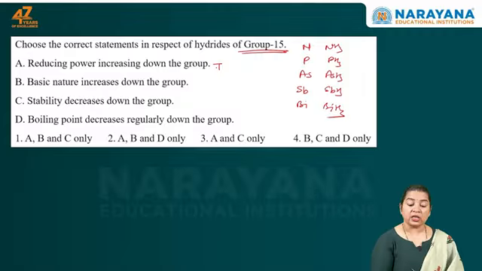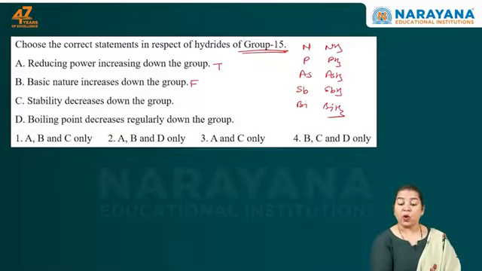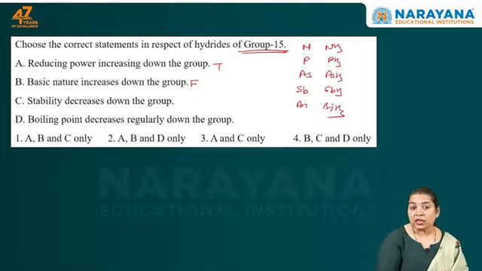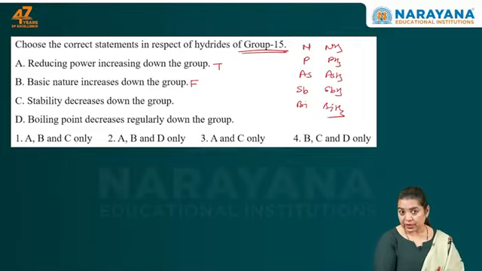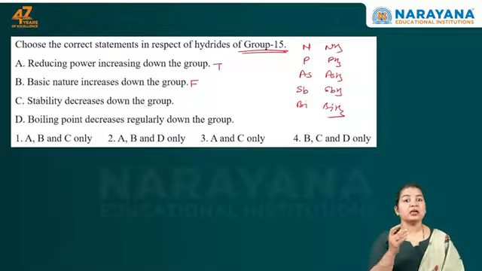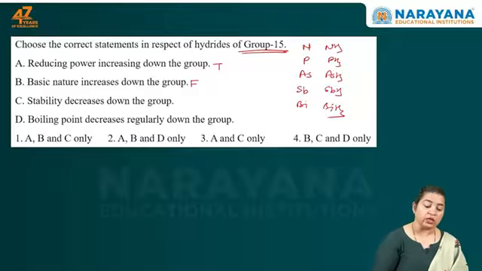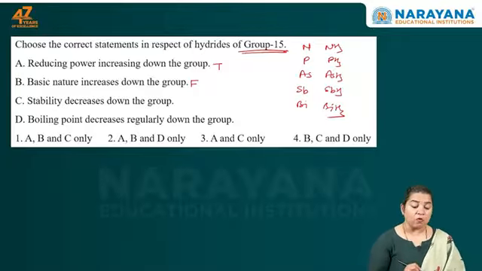Basic nature increases down the group is a false statement. Why? Because the Lewis basic nature in the 15th group increases with increased charge density, or increased lone pair density, on the central atom. So, ammonia is a better Lewis base than phosphine or any further down the group. So, statement B is false.